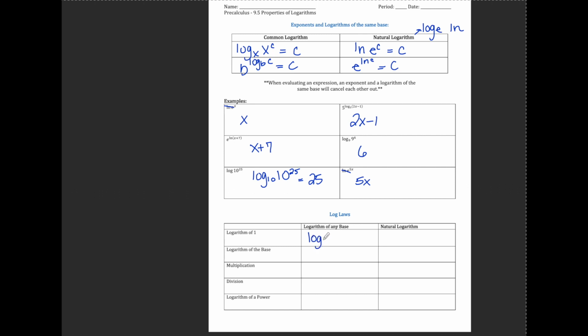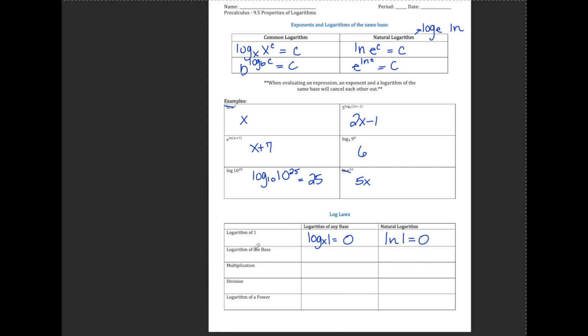So say I have log base x of 1. That says x to some power is equal to 1. The only thing that I can raise a variable, a number, anything to and get 1 is 0. So whenever you're taking log of 1, no matter what the base, you're always going to get 0. That would also apply then for the natural log. That means the natural log of 1 is 0, or ln 1 is 0.